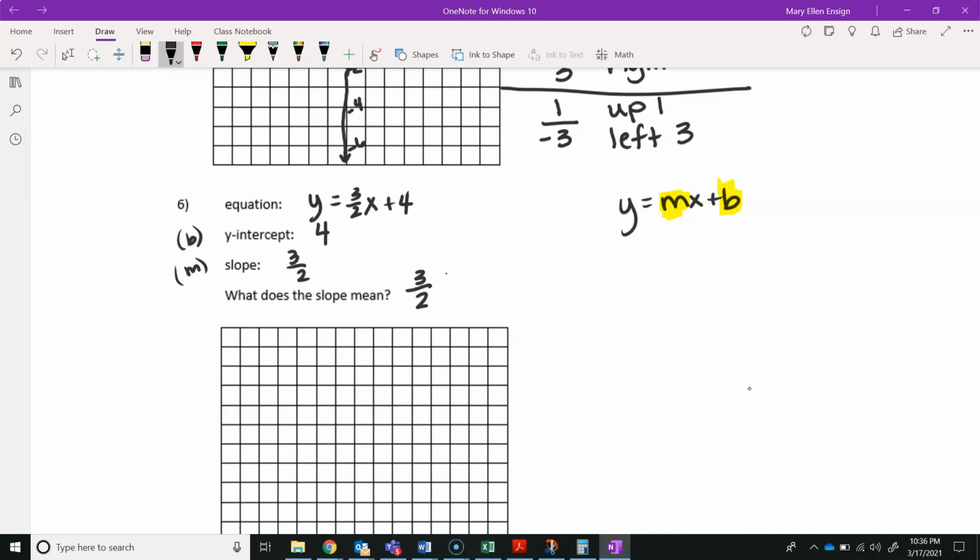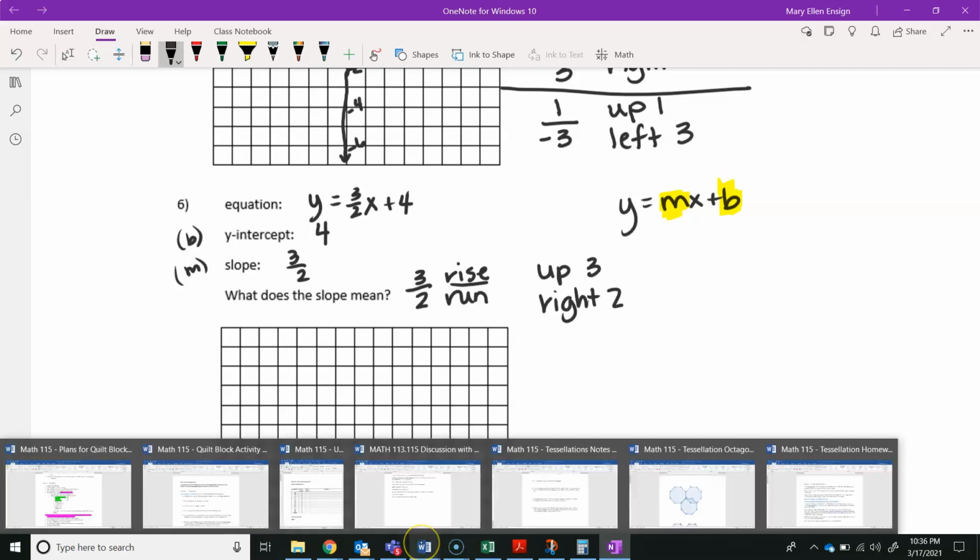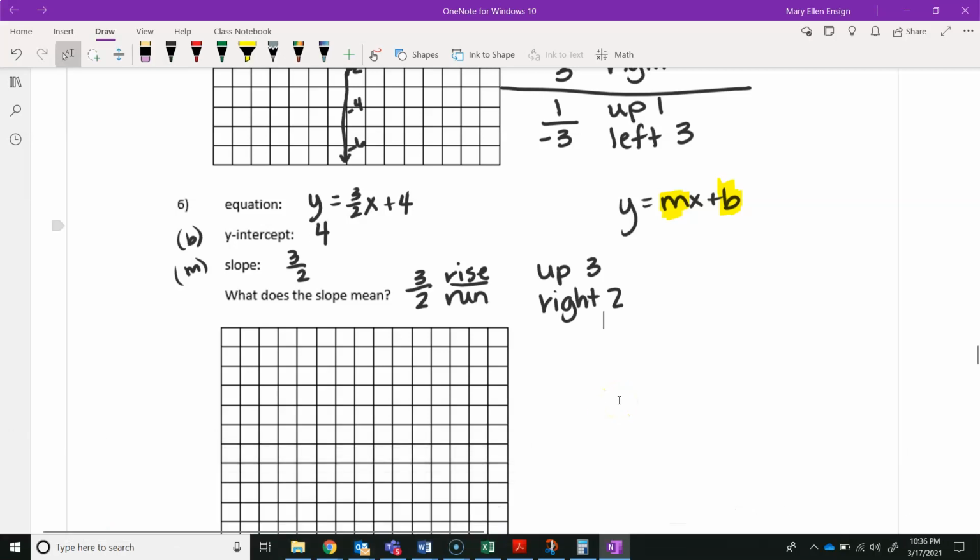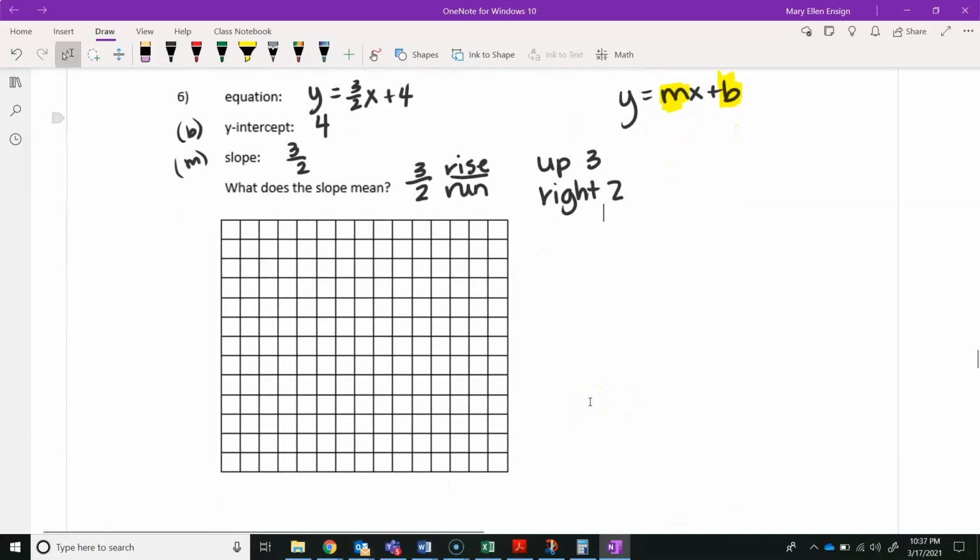So what does the slope mean? Well, again, I still write rise over run right next to it to remind myself. So 3 is the rise, it's positive. That means we're going up 3. Run is 2, that's positive, so we're going to the right 2. Okay, so that's how I am moving from one point to the next.